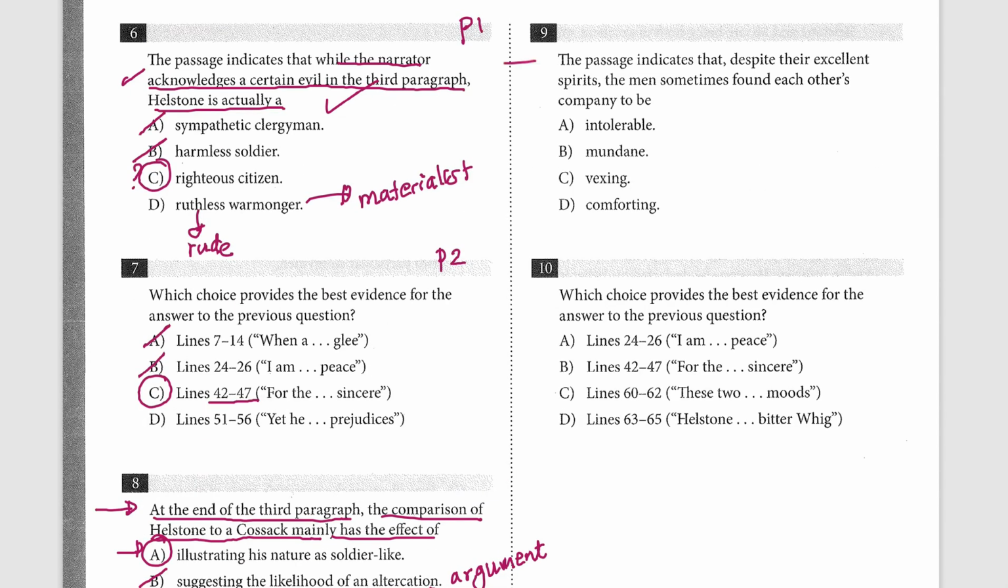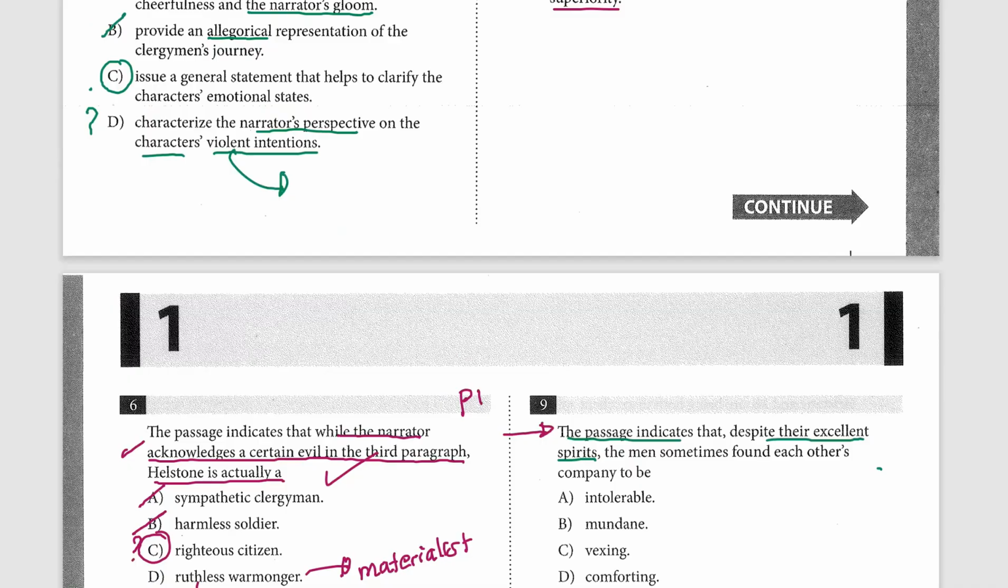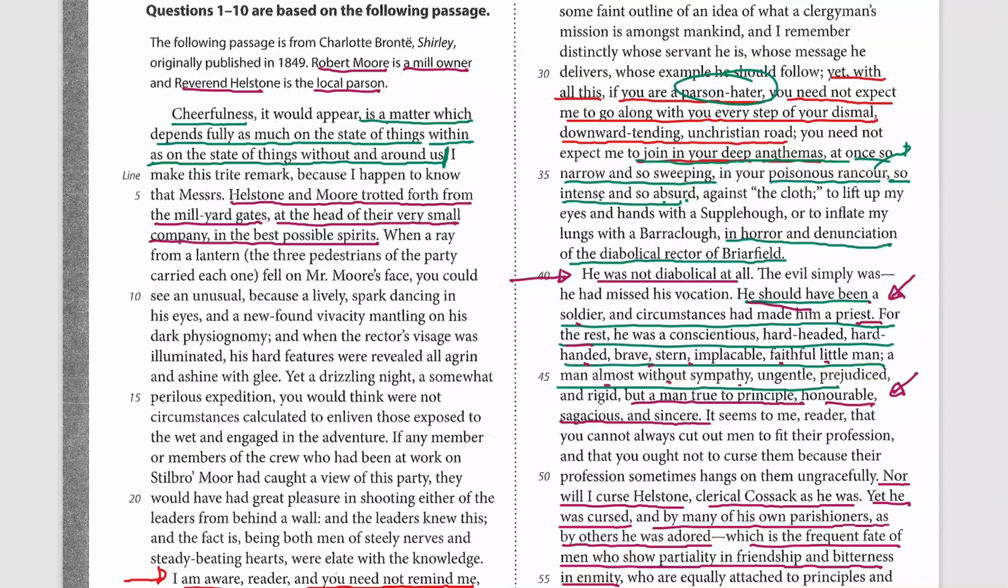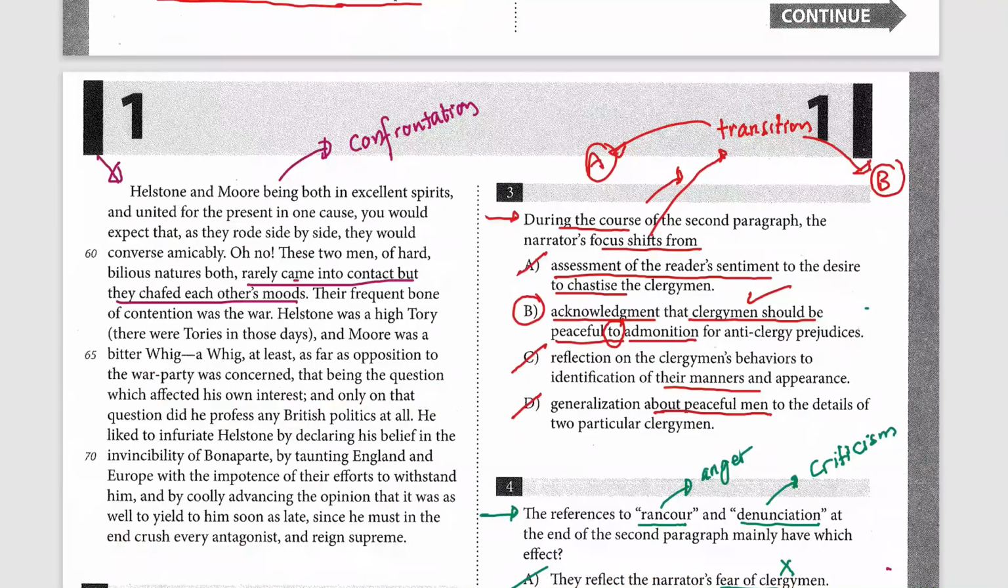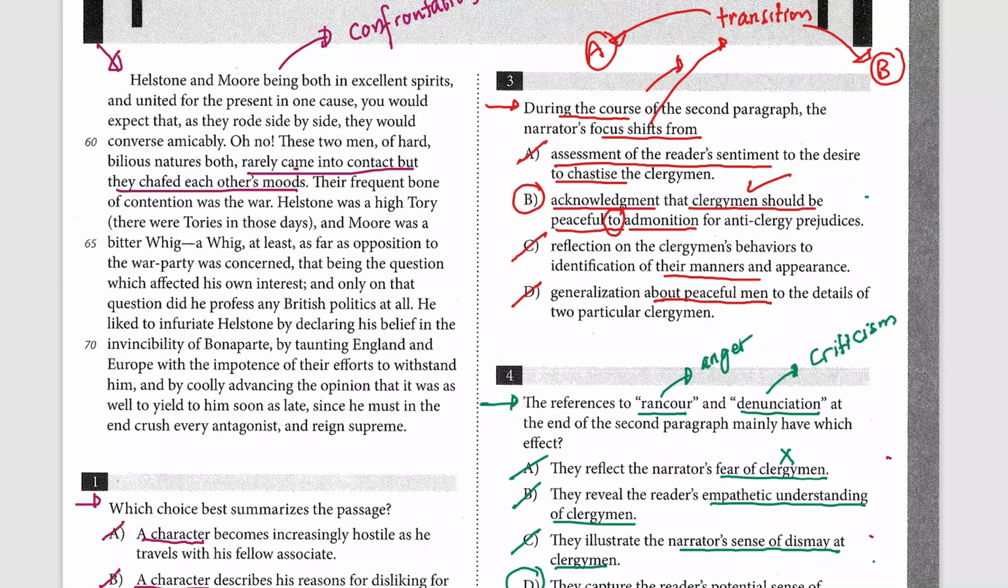نيجي بعد كده هنا عايز واحدة من البنات. The passage indicates. Go ahead. "The passage indicates that despite their excellent spirits, the men sometimes found each other's company to be..." They found the company of each other to be what? فاكرة يا بنتي هنا؟ هم كانوا they were in high spirits, right? فين ظهرت they were in the high spirits؟ قلنا كانت في الأول هنا لما سابوا الميل they were in what? In their best whatever high spirits or possible spirits. وبعد كده في نهاية خالص يا أساتذة يا بنات يا شباب Hailstone and Moore being both in good spirits.